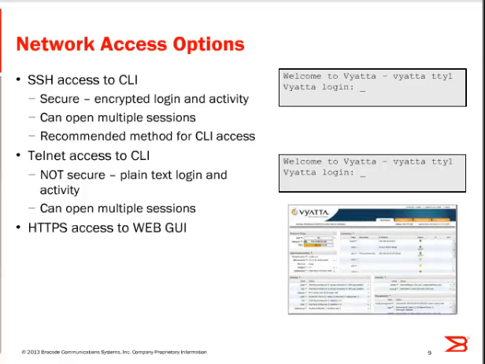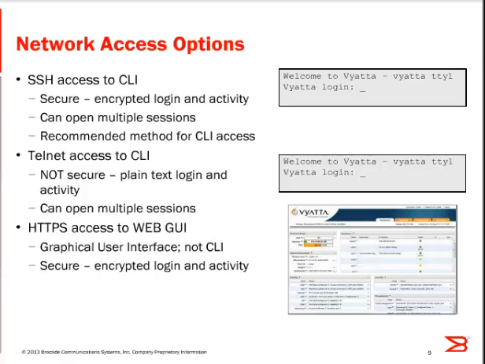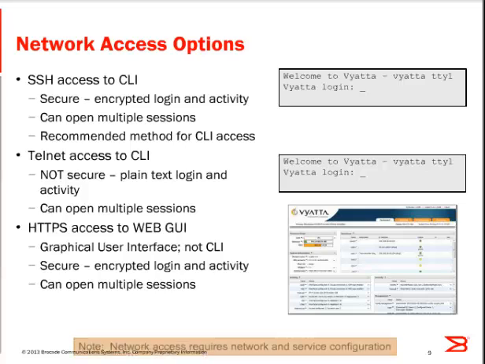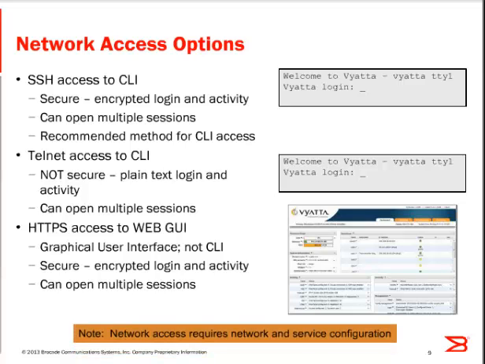The third access method is to use HTTPS to access the vRouter GUI. Obviously, this is not CLI-based access, but we mention it here because it is another way to access the vRouter from the network. Because you are using HTTPS, your connection to the GUI is encrypted, so it provides the same security benefits that SSH does for the CLI. The web GUI also supports multiple simultaneous sessions. Note that network access requires you to configure an IP address on the device and enable the appropriate access service.